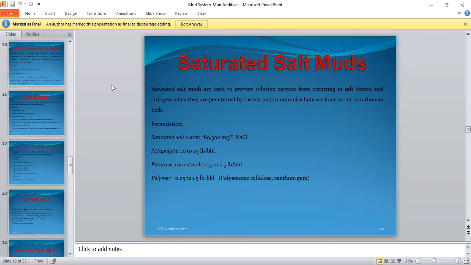We're talking about saturated salt mud. Right now, we are beginning to see the formulations are all towards the same direction. When they say saturated salt mud, the major thing there is the salt. Saturated salt water is the salt. You just get your salt water and you mix your attapulgite. Because it is salt water, it is attapulgite you will use. Since attapulgite is the one that gives viscosity in salt water, then you have your polymers in their little concentrations.